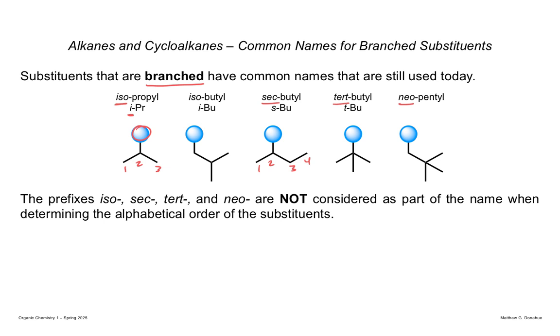The important thing to remember in terms of the alphabetical naming, the iso, secondary, tert, and neo are not considered part of the name. So you would use the P for propyl, the B for butyl, or the P for pentyl.